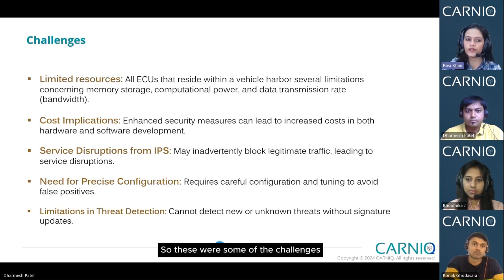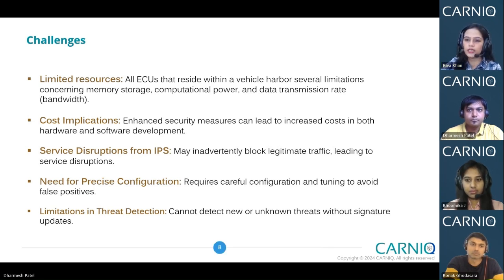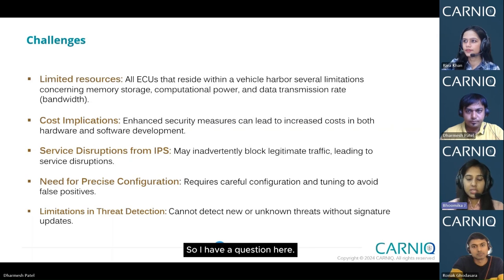So these were some of the challenges which could be faced while implementing the IPS system in the vehicle. I have a question here. What type of attacks can an IPS help prevent in automotive settings? Okay, that's a good question.